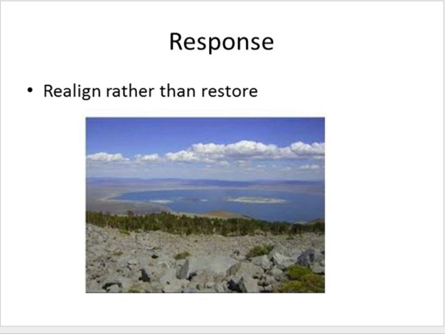This idea, and this is a Mono Lake example in California, is that instead of restoring, for example, this lake to its original boundaries, we might say it's never going to have the same amount of water in it, and we start to manage for the new conditions. So instead of ecological restoration, we start to say, let's realign our ecosystems to the new condition.